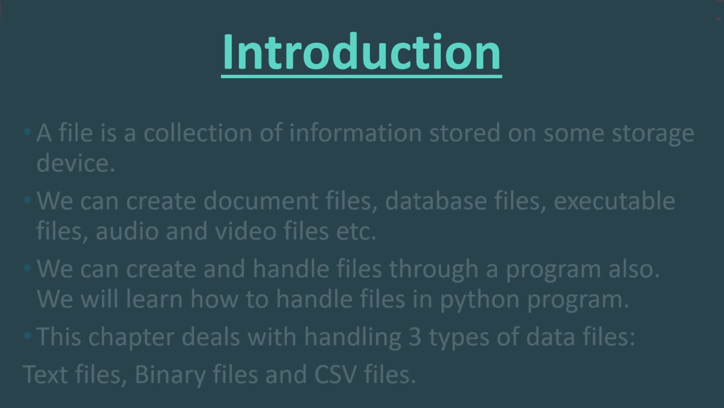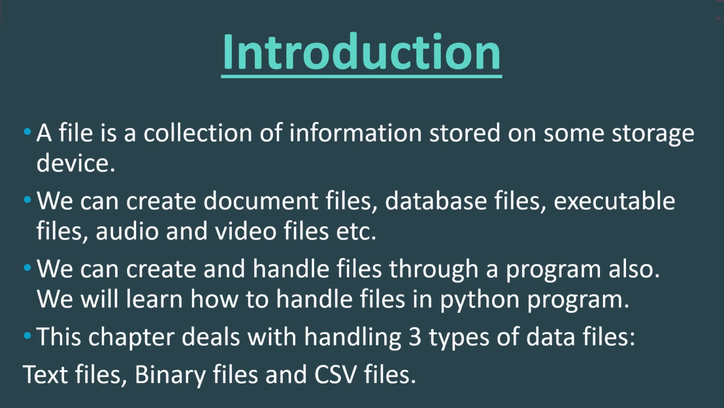Now let's begin with the introduction part. As you know, what is a file? Basically, it's a collection of information stored on some storage device. So files can be of different types. It can be document file, database file, or executable file, audio, video, media file, all these things. If you want to handle a file through a program, then you can also do it. Almost all programming languages give that facility to handle files through the program. Even Python also allows so, but every programming language has its own rules and regulations. So here we will learn how to create and handle files through Python program. And we will deal with only these three types of data files, that is text files, binary files and CSV files.